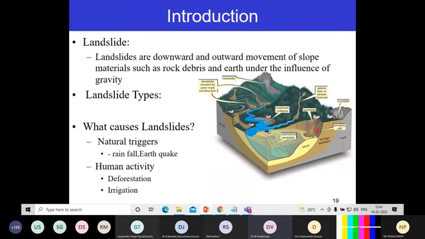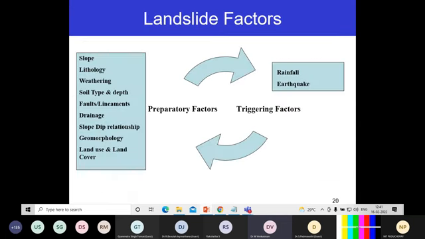There are various factors which cause landslides. I don't want to go into depth. These are the various factors: the slope of the region, soil type, drainage system, geomorphology, and land use and land cover. They are called preparatory factors, but there is also a triggering factor. The landslide may happen because of two triggering factors: one is rainfall, another is earthquake. If there is an earthquake, then there will be a landslide. Even tsunami, I forgot about the tsunami, which happens because of earthquake, correct? So rainfall and earthquake are called the triggering factors which cause landslides.